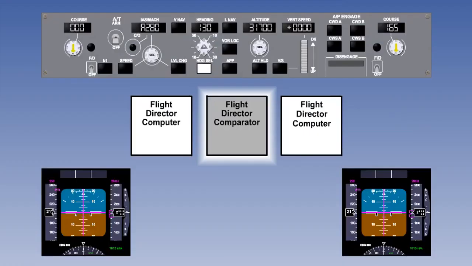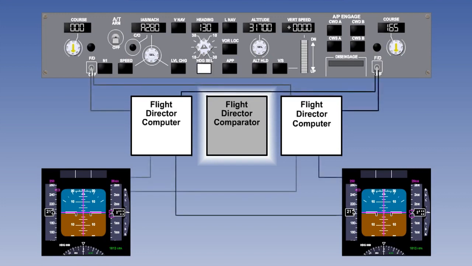Most modern aeroplanes are fitted with at least a dual flight director system. This allows for redundancy. The systems are also compared by a flight director comparator. The flight director comparator compares the output from both flight directors, and if a difference is found, the flight director bars will be removed and the crew will then have to rely on raw data.